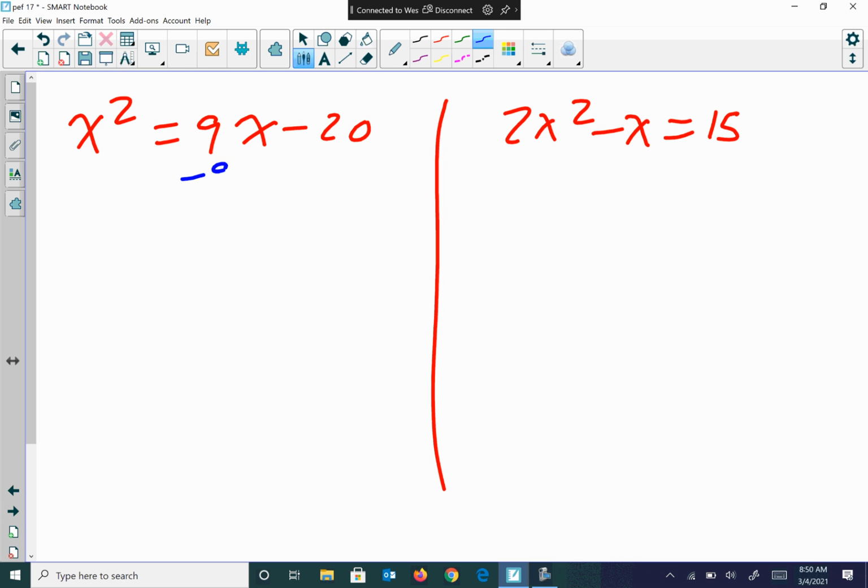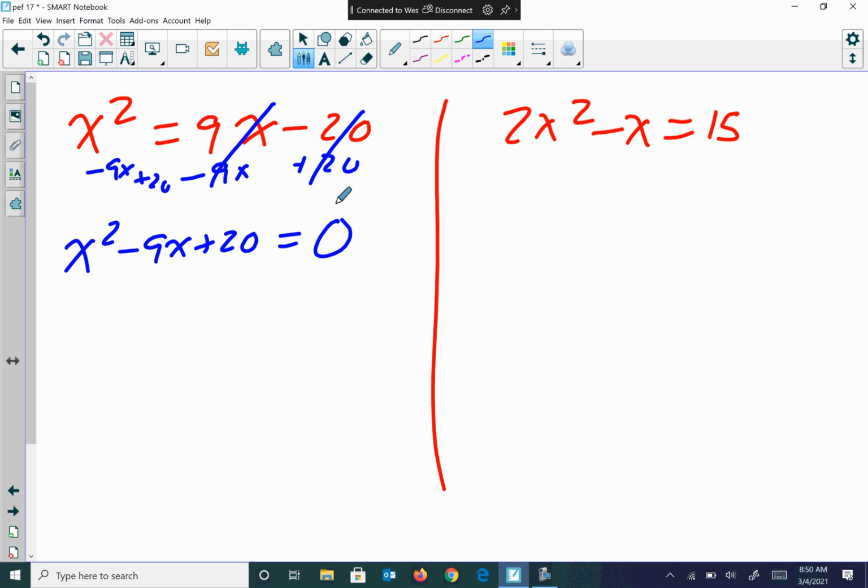So I'm going to go minus 9x plus 20 plus 20. On the left side, I'm going to get x squared minus 9x plus 20. On the right side, those cancel, so that gives me 0. Now that looks like something that we've just done. So you have to know that it's okay to move something over. As long as you do something to one side of the equal sign and you do it to the other side, it's totally legal move to do in math.